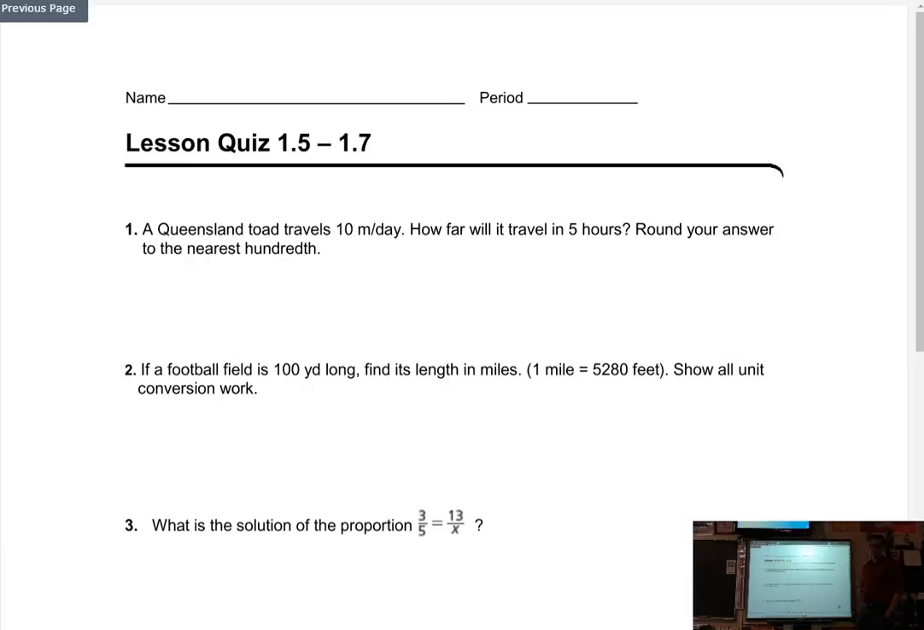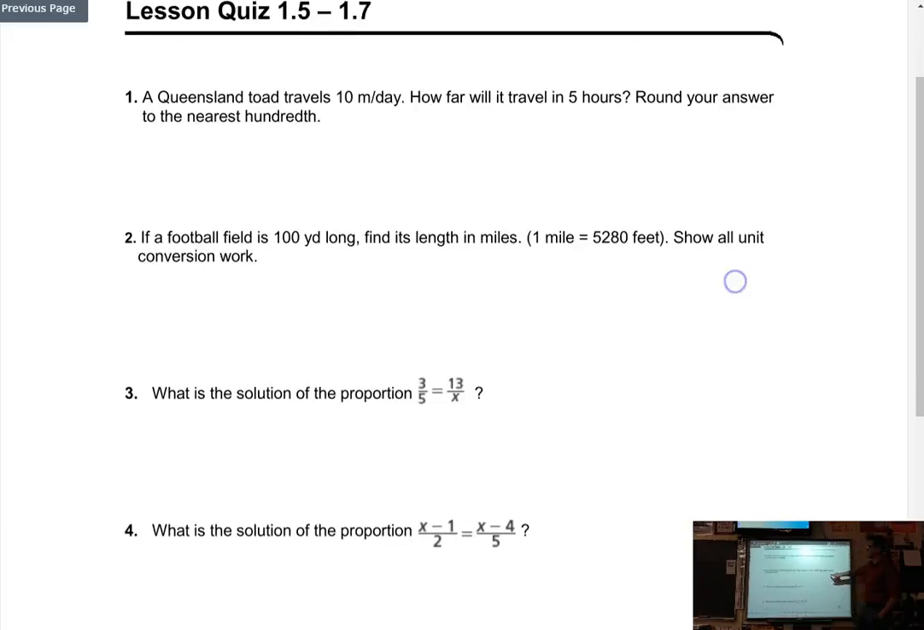I'm going to review some of the questions from Quiz 2 in the Schoology page. So this really goes over lessons 1.5 through 1.7, dealing with equations and inequalities.